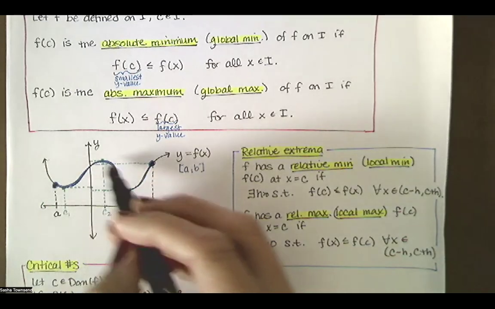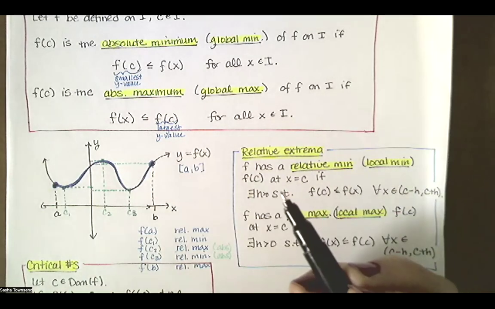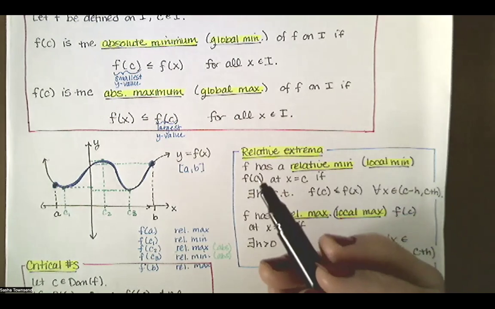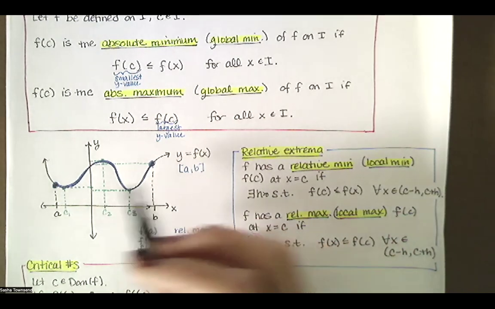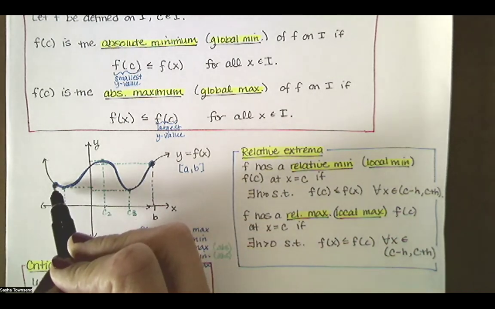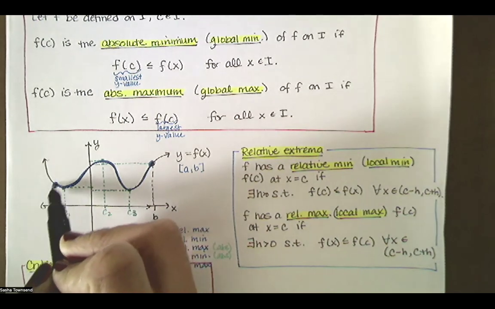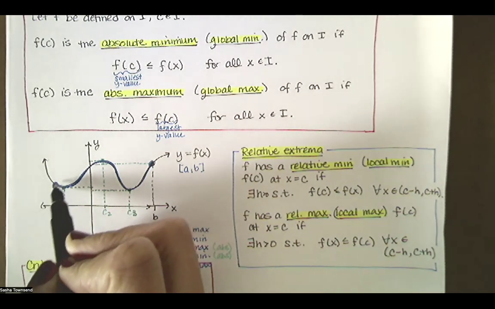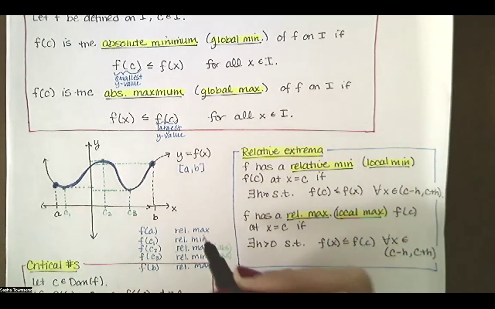So this black curve represents the function y equals f of x. Looks like a polynomial function. It's well defined for all real numbers, but we're only interested in finding relative and absolute extrema on the interval from a to b. So we just look at this point at x equals a and we say, is that the highest point nearby? And it is. It's larger than all the other y values on the interval that we're interested in. So f of a is actually a relative max.